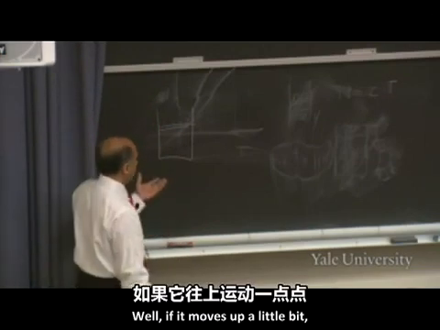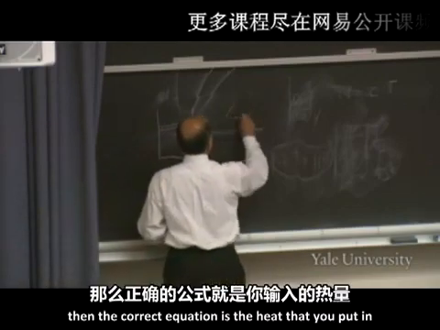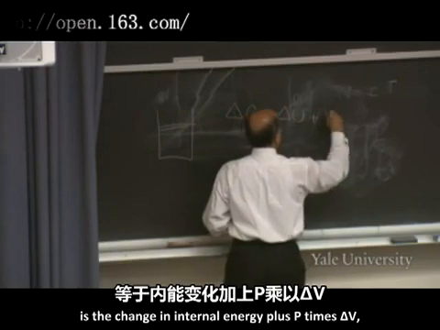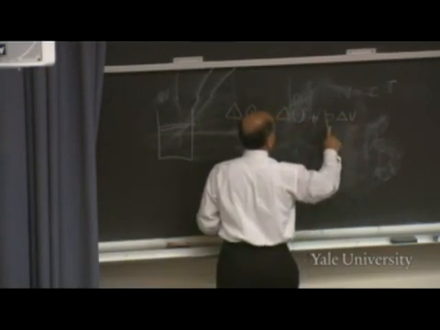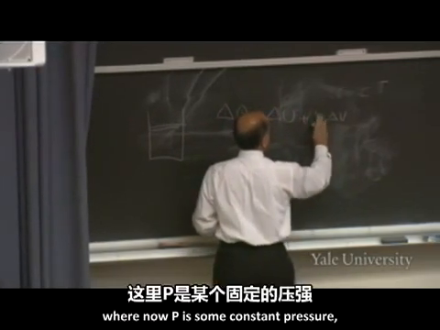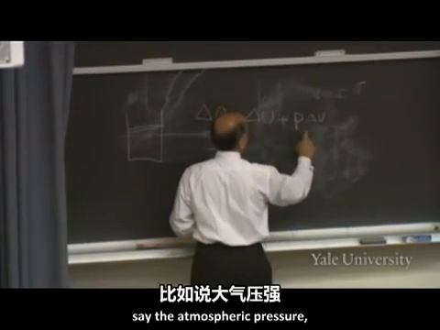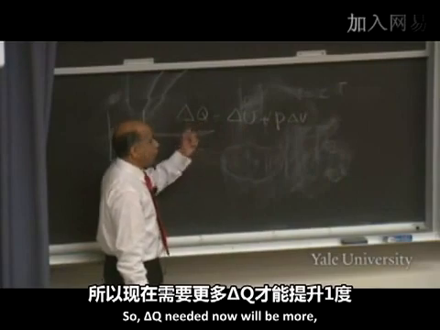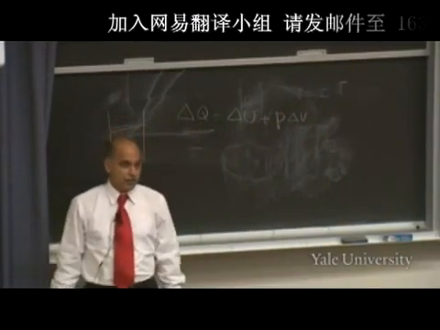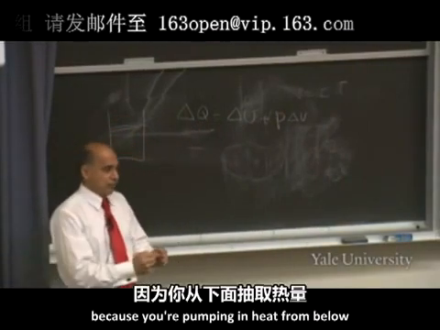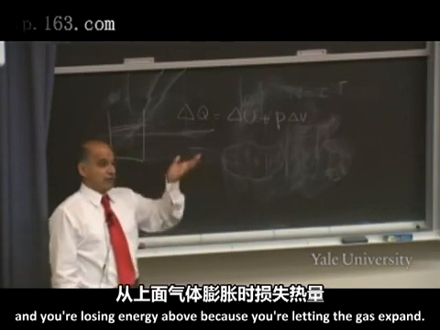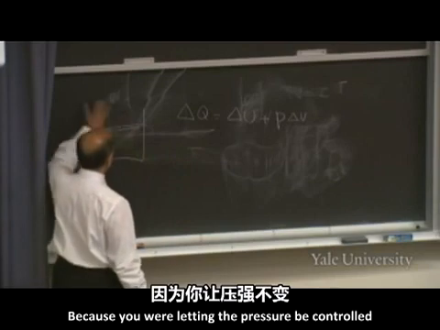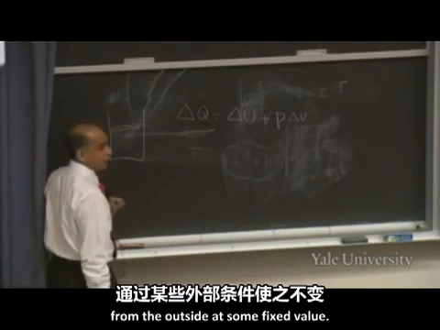Well, if it moves up a little bit, then the correct equation is the heat that you put in is the change in internal energy plus P times delta V, where now P is some constant pressure, say the atmospheric pressure, and delta V is the change in volume. So delta Q needed now will be more, because you're pumping in heat from below and you're losing energy above because you're letting the gas expand, because you're letting the pressure be controlled from the outside at some fixed value.